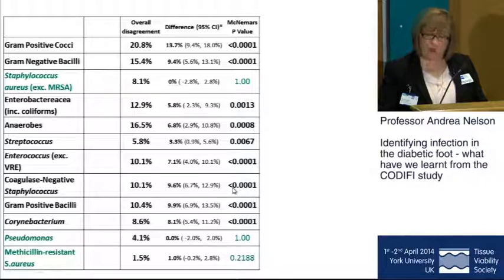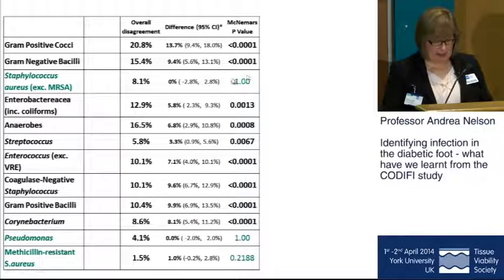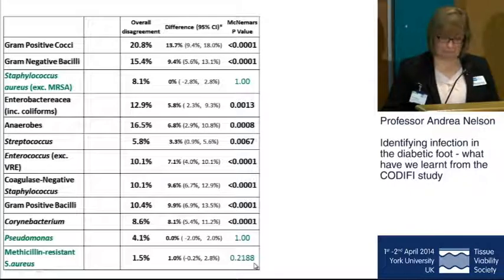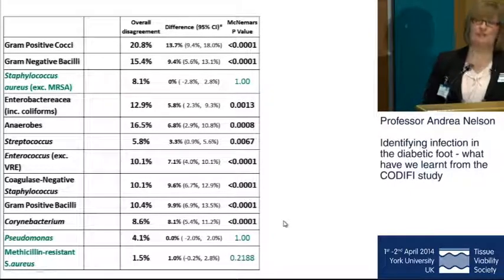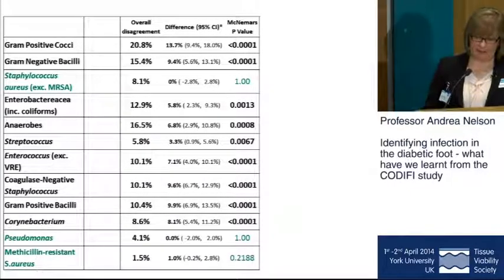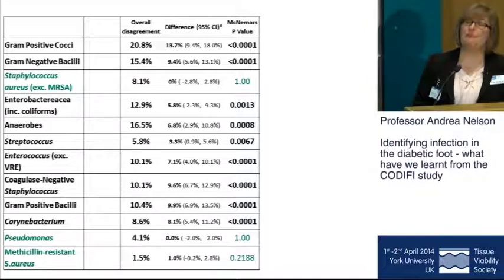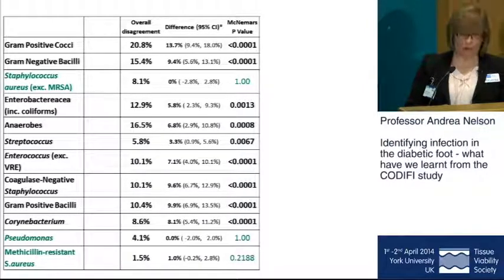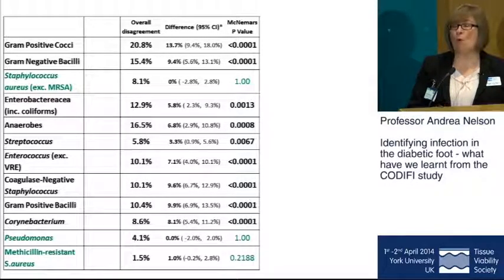So in only 3 out of the 12 likely pathogens here is there no statistical difference. And that's for Staph aureus, excluding MRSA, Pseudomonas and MRSA. So in the vast majority of likely pathogens, there was a significant difference in the report of a likely pathogen, with more being reported by the tissue sample than the swab.